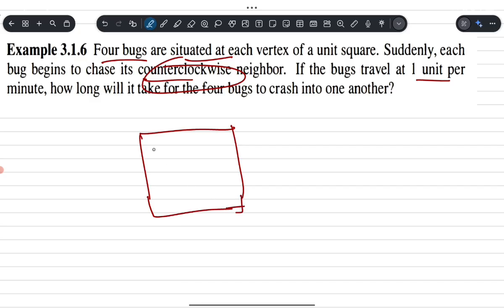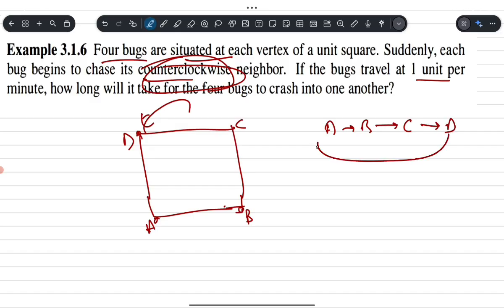So I have a square, and I've got 4 bugs. Let's say A, B, C, and D. Counterclockwise direction is the opposite of clockwise, so basically this direction, right? So A is chasing B, B is chasing C, C is chasing D, and D is chasing A. Sweet. So the orientation is going to be something like this, right? Yes. So C is chasing this one. So try to visualize this, as I said in the beginning.